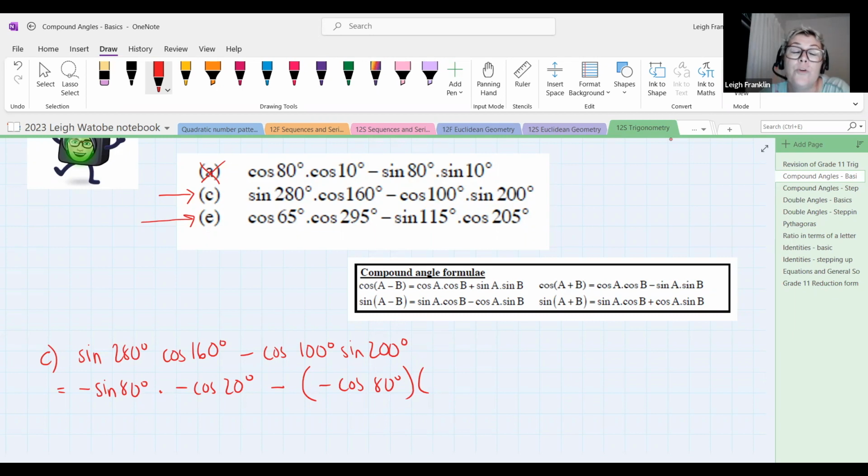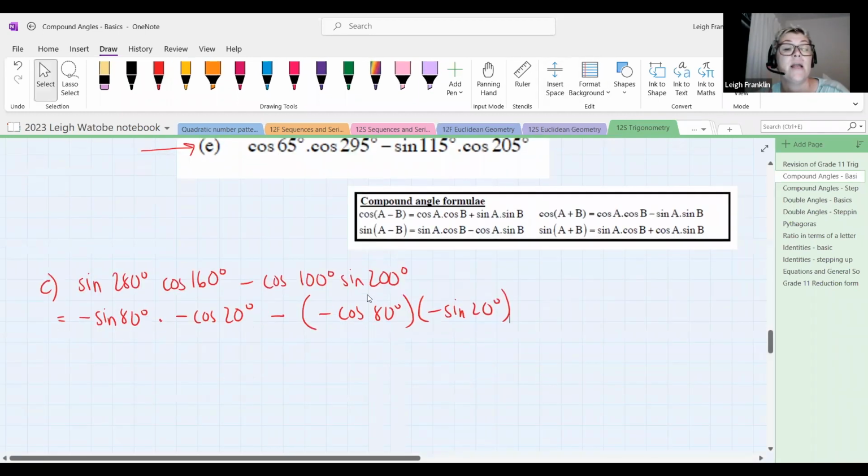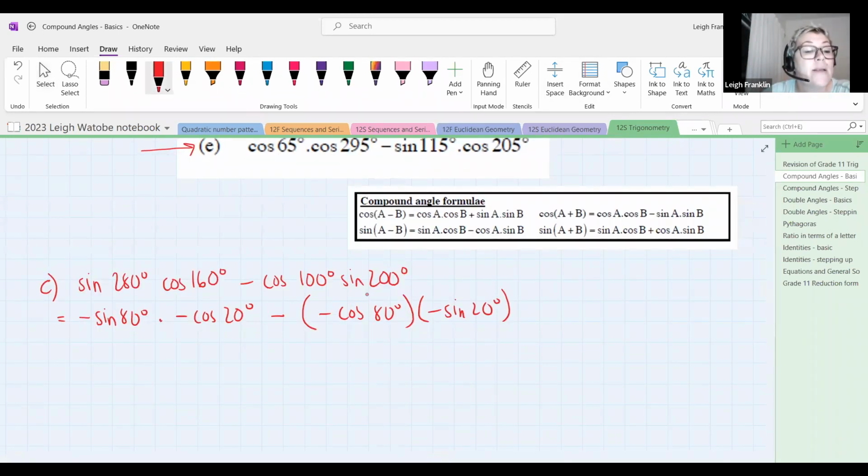Sine 200 would be the 3rd quadrant, also negative, so that would be negative sine 20. Okay, so we have to write what we get when we reduce. Now in the first term, a negative times a negative is a positive. So this gives us positive sine 80 cos 20. Then we've got a negative times another negative. So that'll give us a negative. And here it would be cos 80 sine 20.